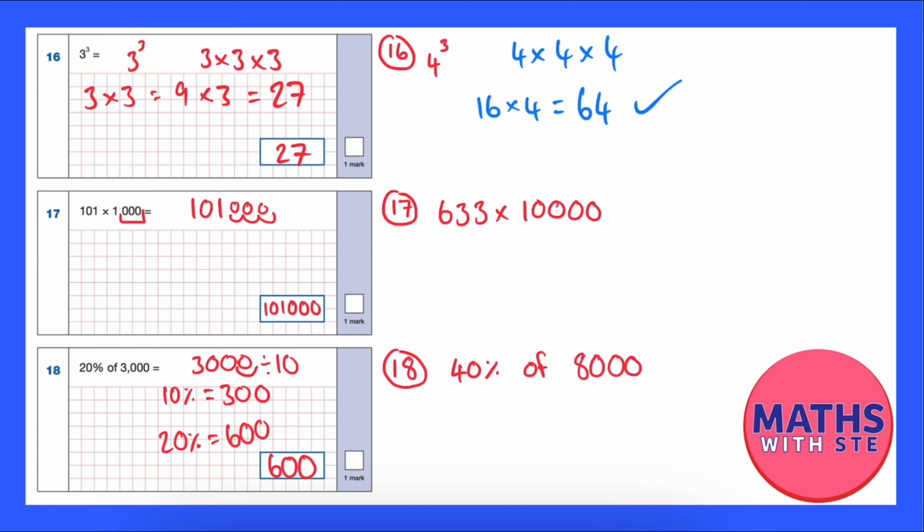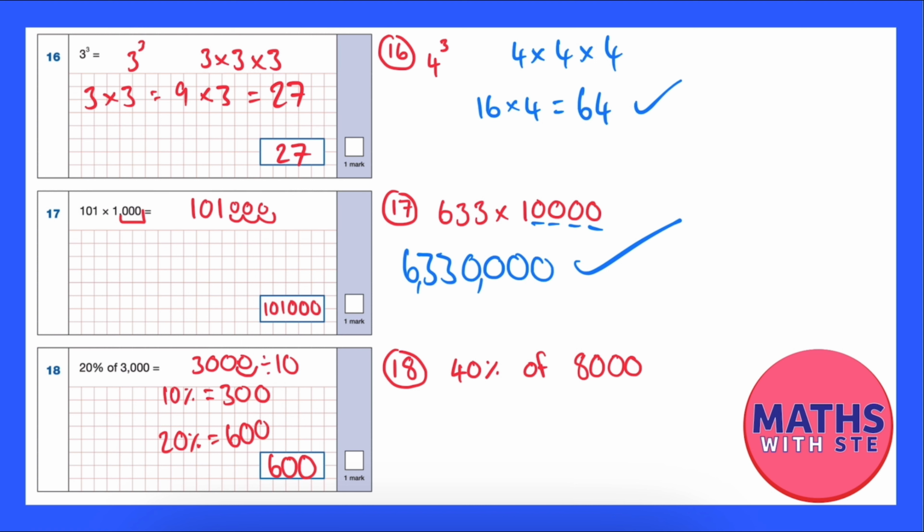Okay, so now I've got 633 times 10,000. So I've got 1, 2, 3, 4 zeros to stick on the end. So I go 1, 2, 3, 4. That will make 6,330,000. Okay, that's that one done.